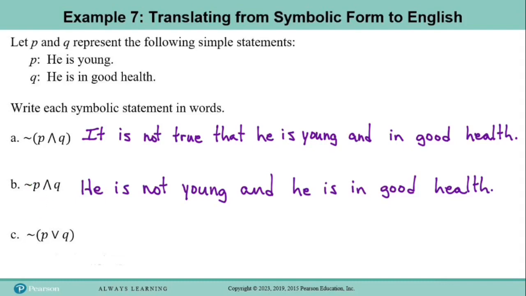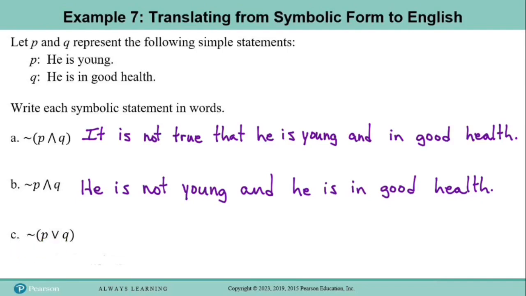So we could have said he is not young but he is in good health. And they logically have the same meaning. And then part C is asking for the negation of P or Q. So the negation of P or Q.